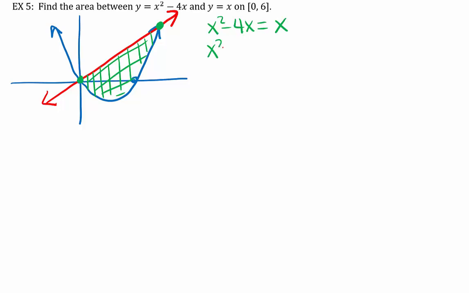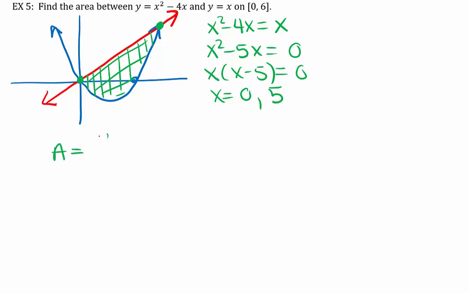I'll set one side equal to 0 by subtracting the x. I can factor an x out. And I have two solutions, x equals 0 and x equals 5. So that's telling me that these two curves intersect at 0 and 5. And so if I want to find the area between them, I'm going to integrate from 0 to 5.